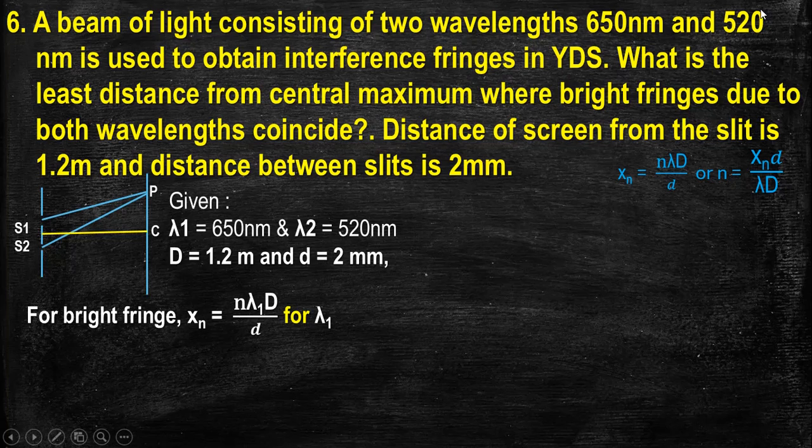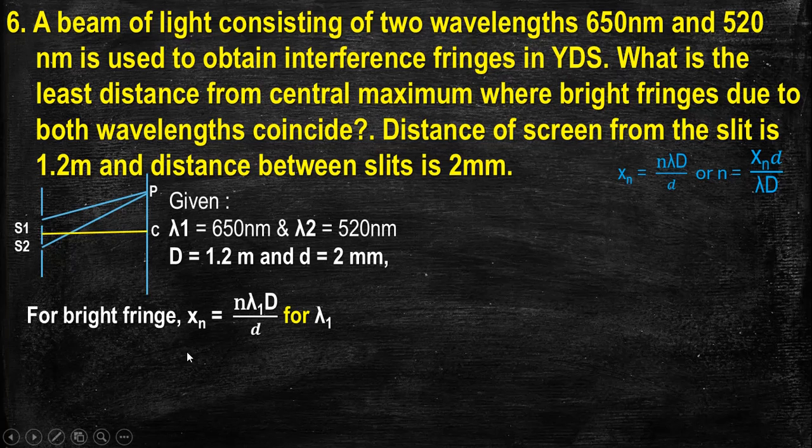If you use 520 nanometer light, some bright fringe again forms at P. Both are coinciding. Then you have to find out what is the distance of this point P, where two bright fringes due to these two lights are coinciding at a certain point P from the center of the screen. You have to find the distance between P and C.